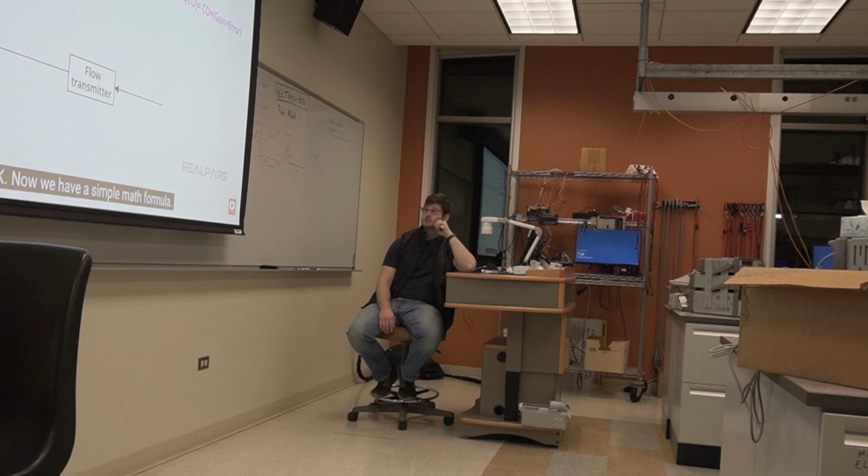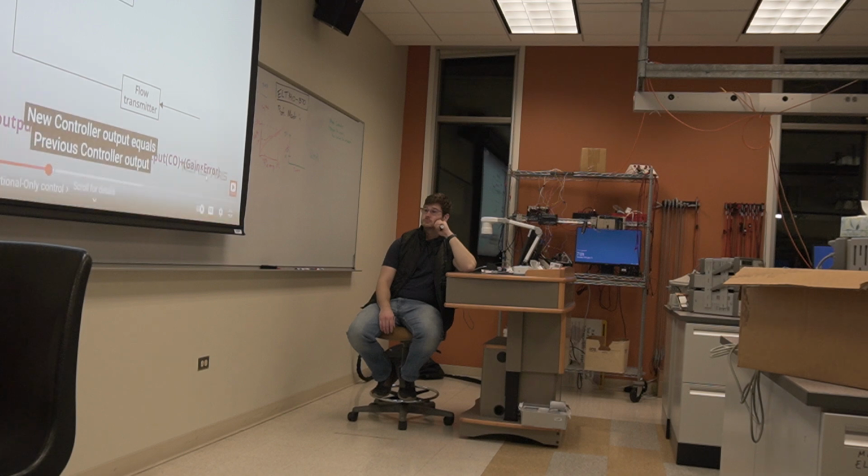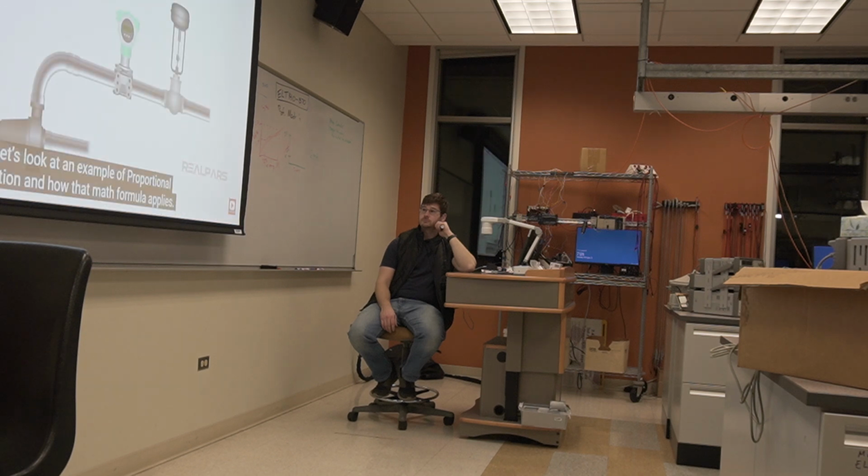Okay, now we have a simple math formula. New controller output equals previous controller output plus gain multiplied by error. Let's look at an example of proportional action and how that math formula applies. We'll start with the pump off. With the controller on manual, we'll set the output to 50%. We'll set the gain to 1. Now, let's set the controller to auto.